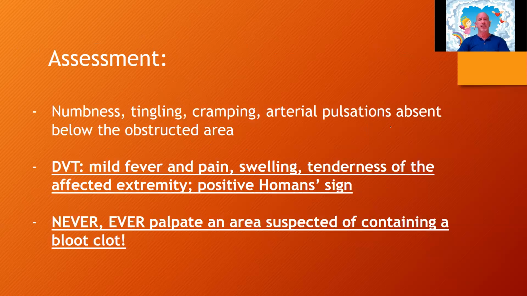Numbness, tingling, cracking, arterial pulsations absent below the obstructed area. This applies to both veins and arteries. It's the kind of tingling you get when you sleep on your arm wrong and cut out the circulation, and you wake up and your arm is numb and you get that tingling back. It's really not fun. That's a sign of poor circulation.